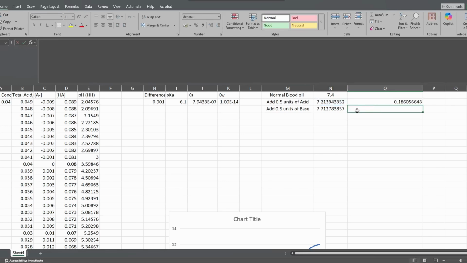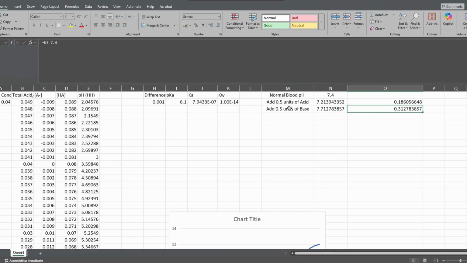So this is the difference. And again from 7.4, by the way, people who know Excel might be shouting at me that I can reference this cell like this. I know, but for non-technical people, I am explicitly writing it so that they can understand. So it's 7 minus 7.4. So this is the difference. So this is the pH change.